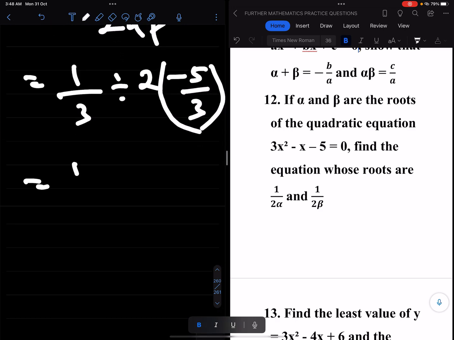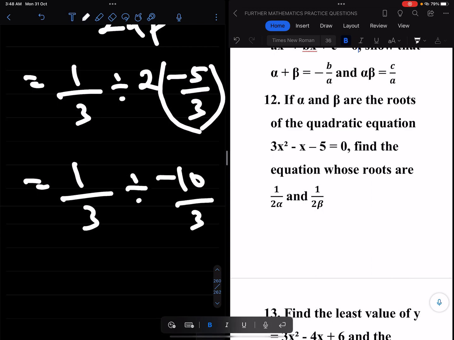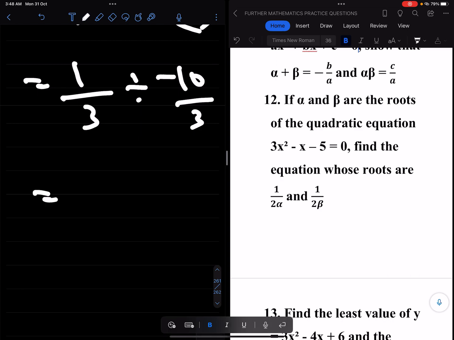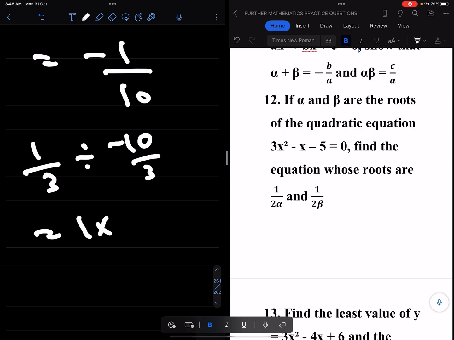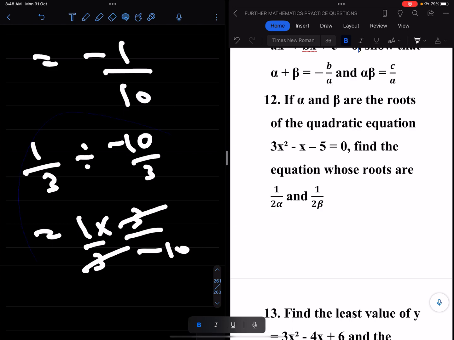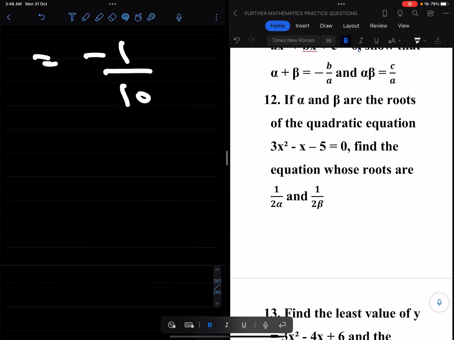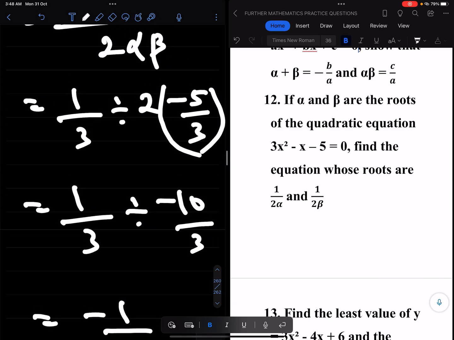And that's the same as 1 over 3 divided by minus 10 over 3, which is simply minus 1 over 10. Of course, 1 over 3 divided by minus 10 over 3, in case you are getting confused, is the same as 1 over 3 times 3 over minus 10. 3 cancels 3, and that's 1 over minus 10, which is the same as minus 1 over 10. Now, that's the sum of the new roots.